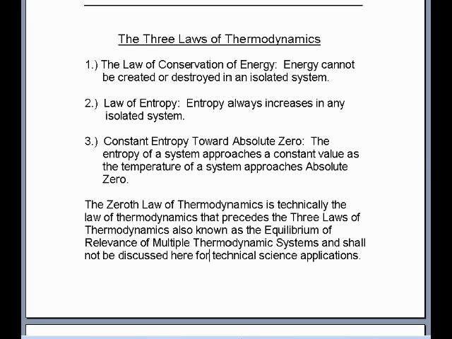There is also a law of thermodynamics preceding the three, known as the Zeroeth Law of thermodynamics. This is technically the law that precedes the three laws, also known as the law of thermal equilibrium, which basically states that if two thermodynamic systems are each in equilibrium with a third, they shall maintain total equilibrium between all. However, the Zeroeth Law is a little more expansive and is not going to be discussed here for technical science applications.